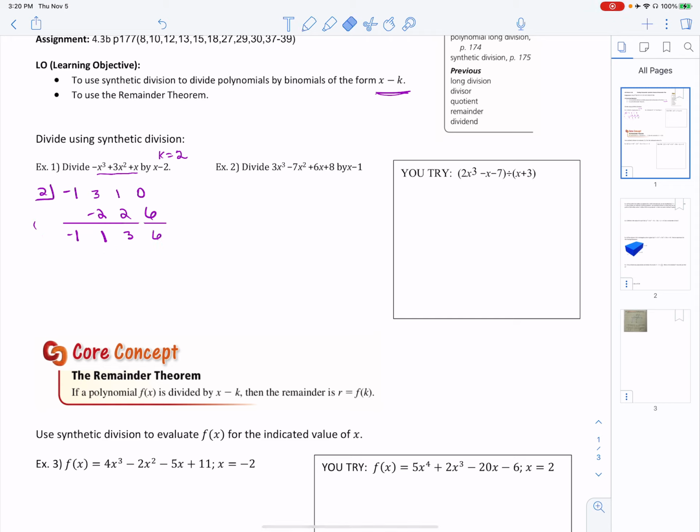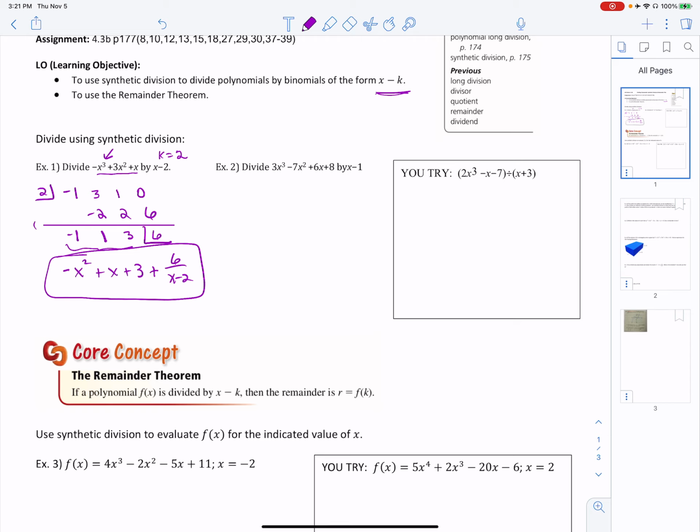And this last value is the remainder. And these values are a polynomial of 1 degree less. It's the coefficients of that polynomial. So this is -x squared plus x plus 3, the polynomial 1 degree less. And then the 6 is the remainder, so we write it as 6 over the divisor of x minus 2. And there we've done the division.